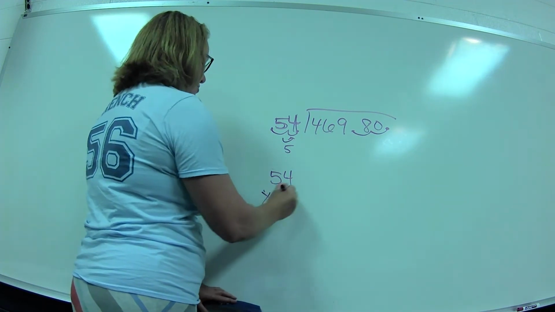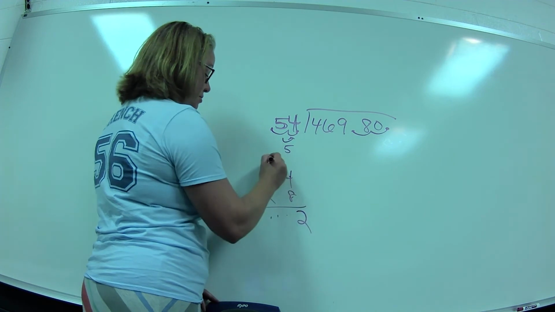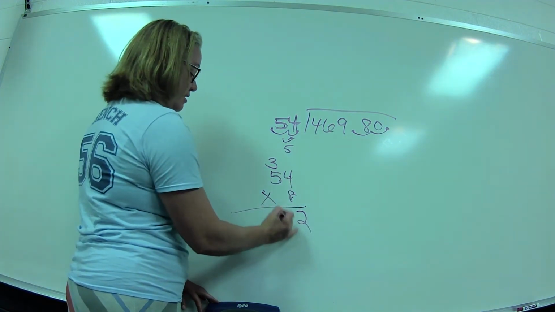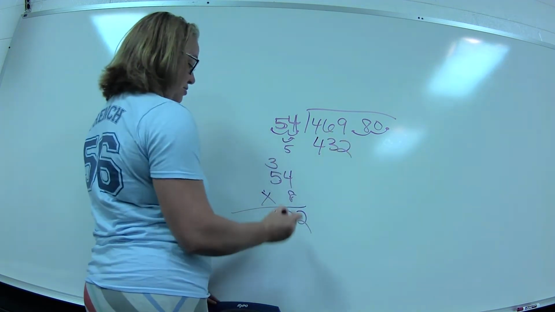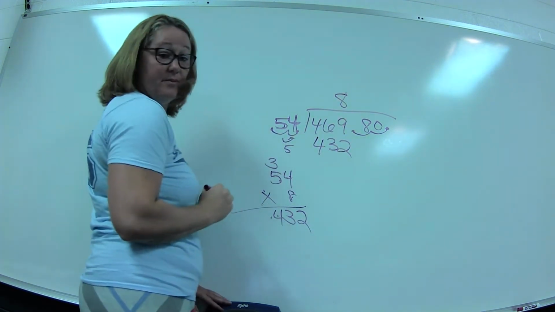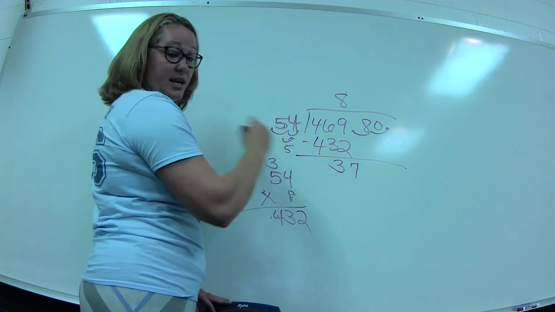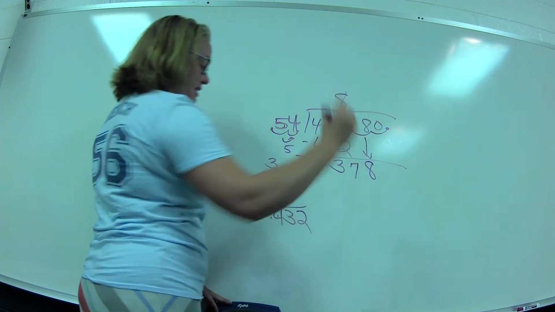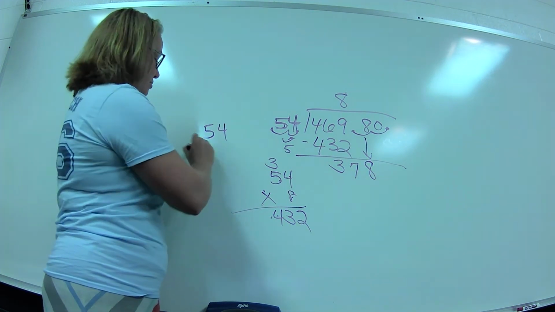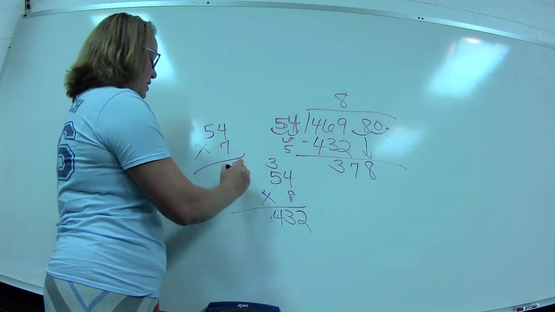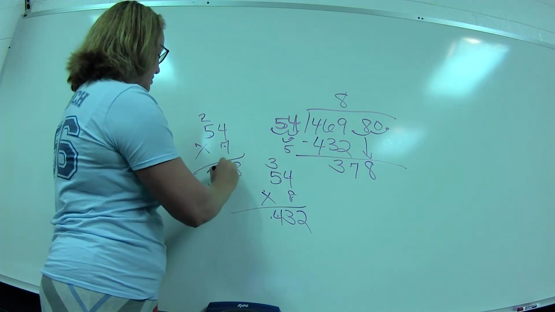All right, so 54 times 8. 8 times 4 is 32. This is 40 plus 3, so 432. I'm going to put my 8 right there. Now I'm going to subtract. I'm going to bring down my 8. We're going to go times 7. 54 times 7. This gives you 28. This gives you 35. 37.